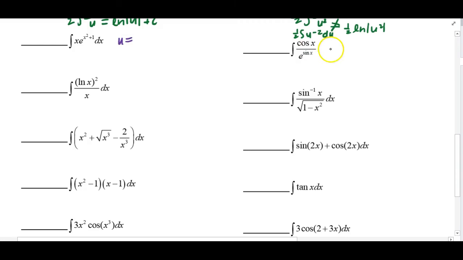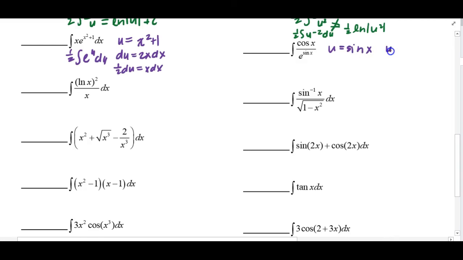And on both of these problems, u is going to be what's on the inside of the exponential function. So e to the x squared plus 1, x squared plus 1 is on the inside of e. So u is x squared plus 1, then du is 2x dx, and I have an x dx. So I get 1/2 du is x dx. So 1/2 e to the u is what I'm going to find the antiderivative of. Here, same thing. U is going to be what's on the inside of e to the x. So that is sine x.